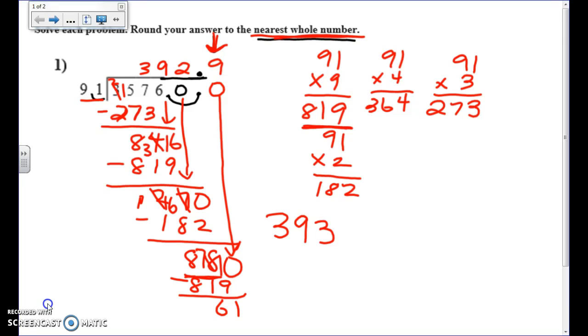And there's actually a symbol that we're going to use to show that we rounded, and that is the approximation sign. And it looks like this: 1 hill and 1 valley. Okay, and so that's approximately 393, because it's not quite 393, not exactly, but it's pretty close. So we use the approximation sign. So once you've moved your decimal, ladies and gentlemen, it's the same process as what we have been working on for the last 2 days.